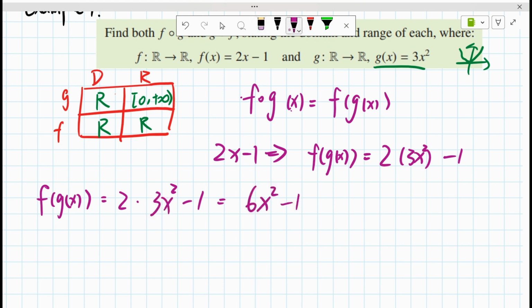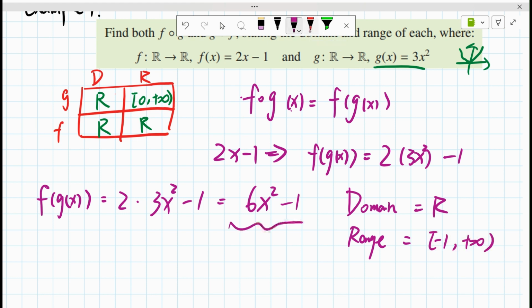So you have to substitute g(x) only into the x. It's not squared. So we get 6x squared minus 1, with domain equal to the real numbers, and range from minus 1 to positive infinity. Does that make sense? Because if you draw 6x squared minus 1, the range is minus 1 to positive infinity.